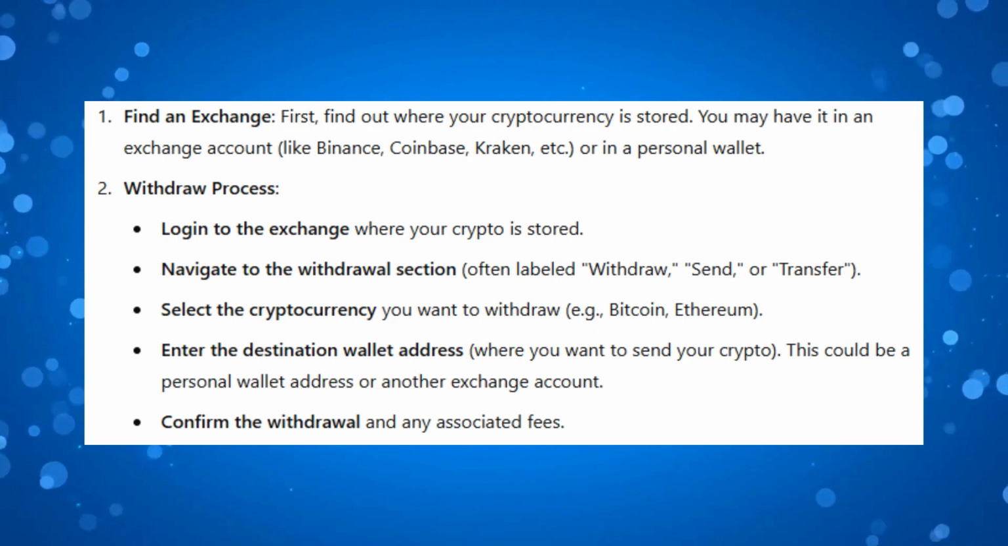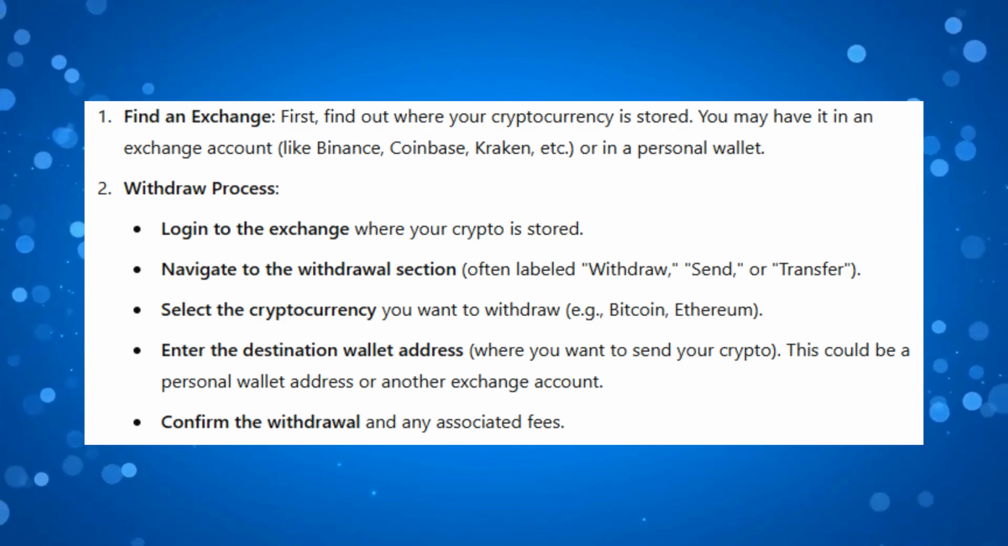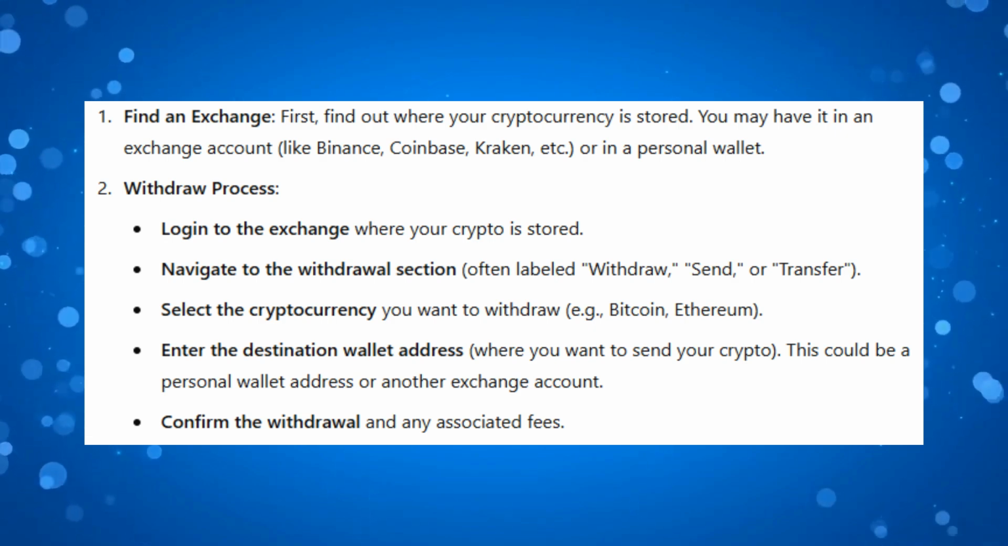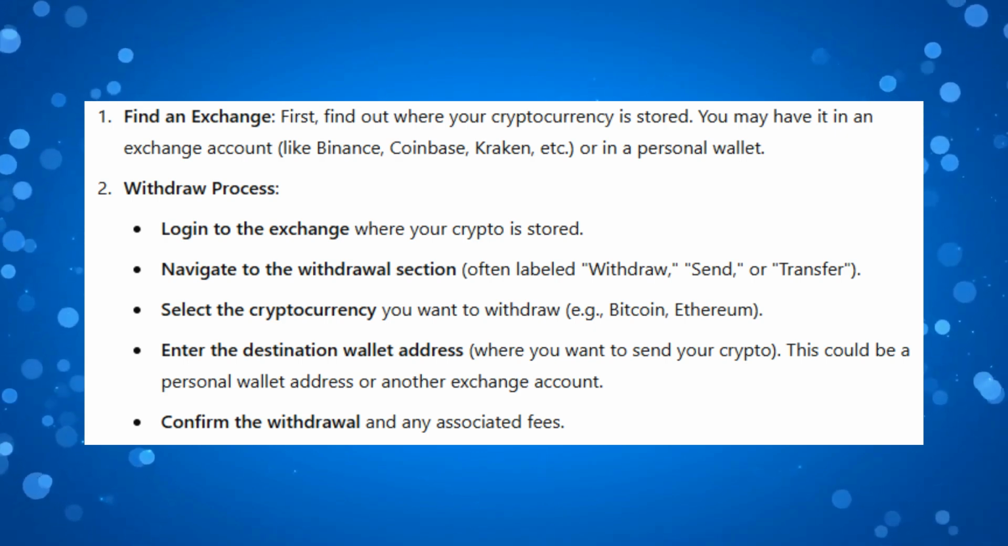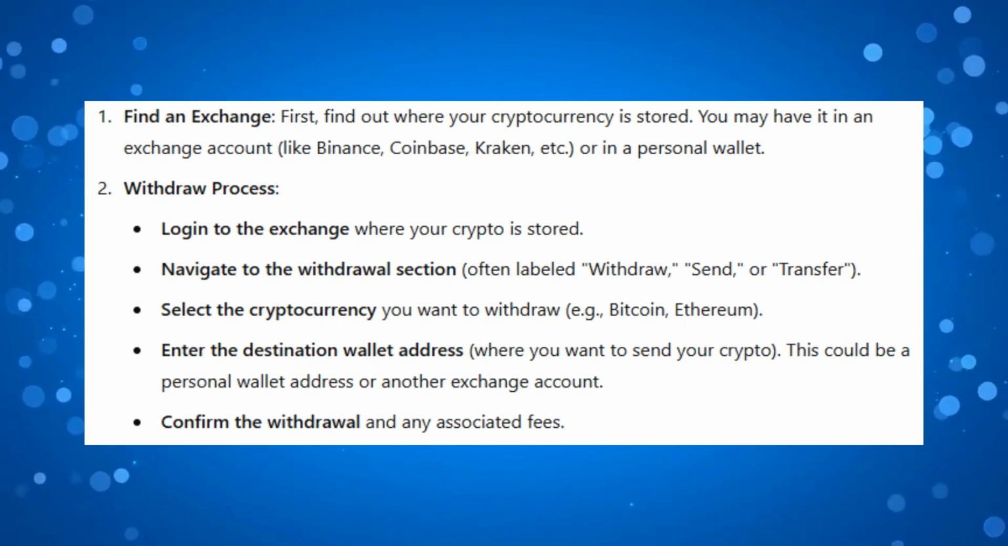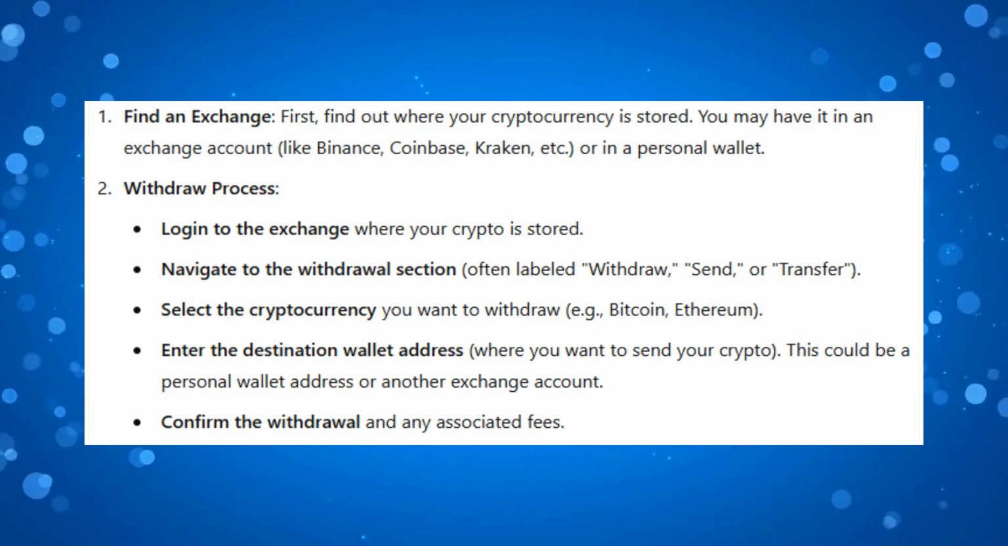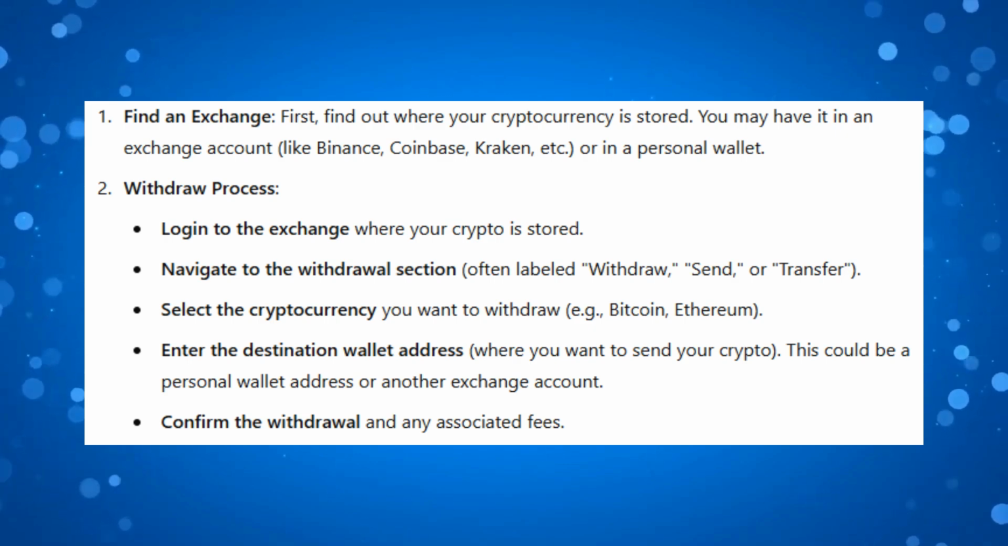Then what you need to do is select the cryptocurrency you want to withdraw, whether that's Bitcoin or Ethereum or whichever crypto you want to withdraw, and then enter the destination wallet address. So this is going to be where you want to send your crypto. This could be a personal wallet address or alternatively another exchange account.